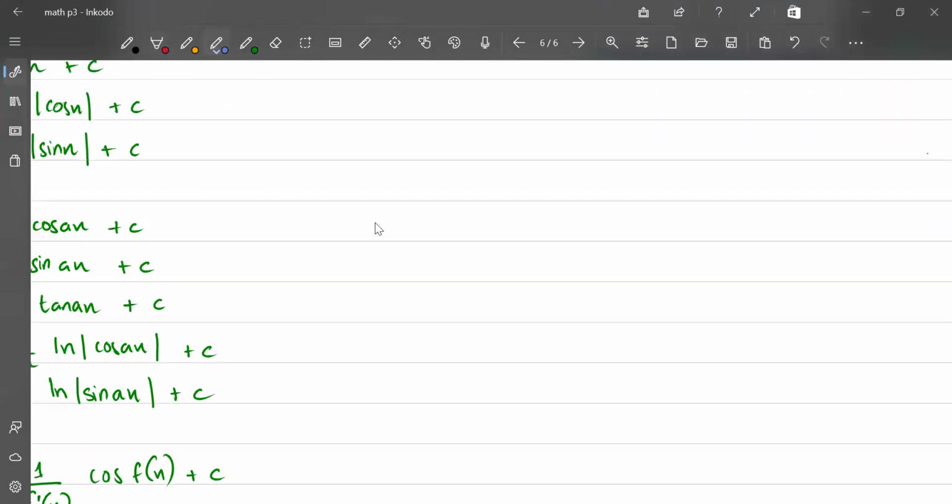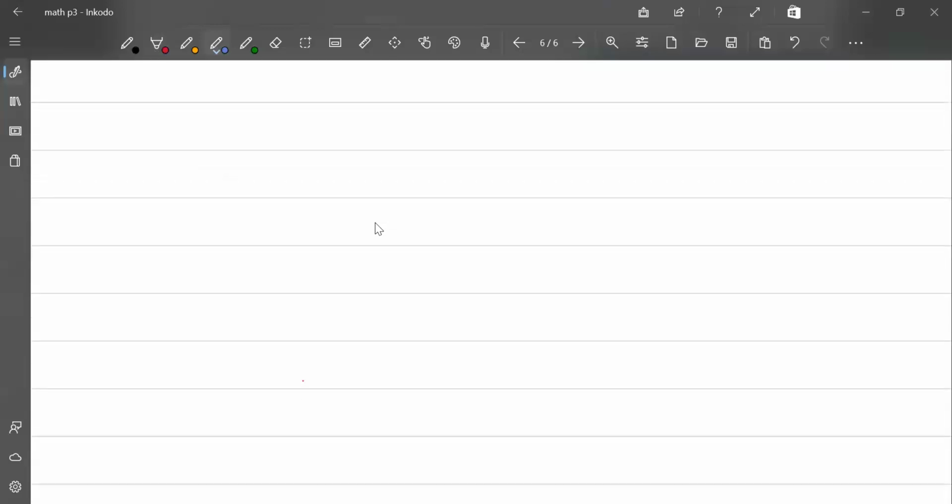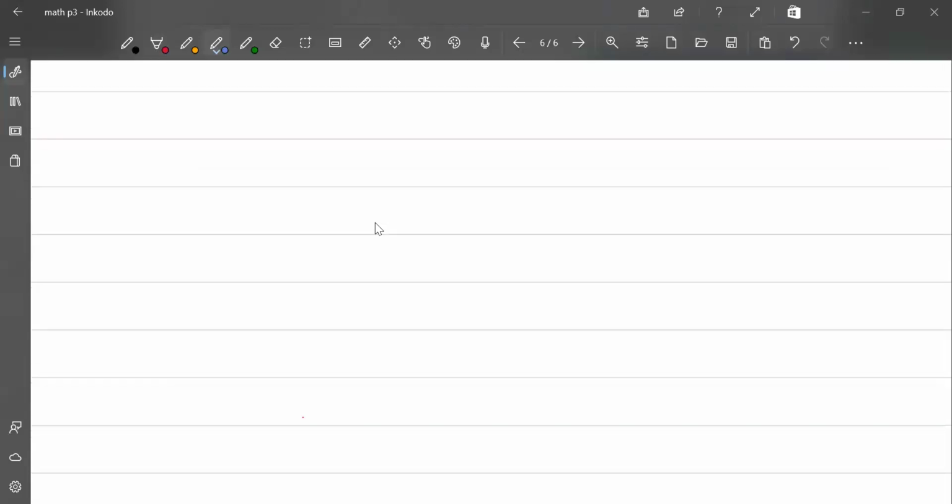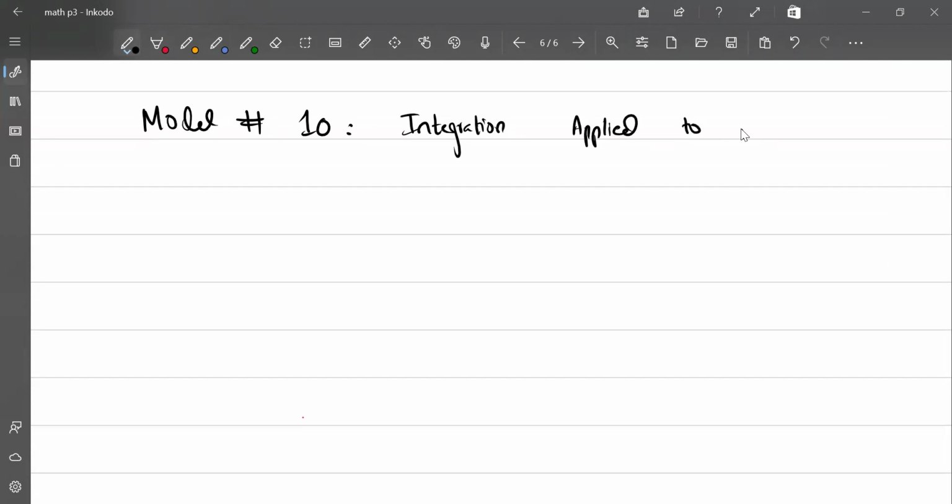Let's just start it fresh here. Model number 10, integration applied to partial fractions.